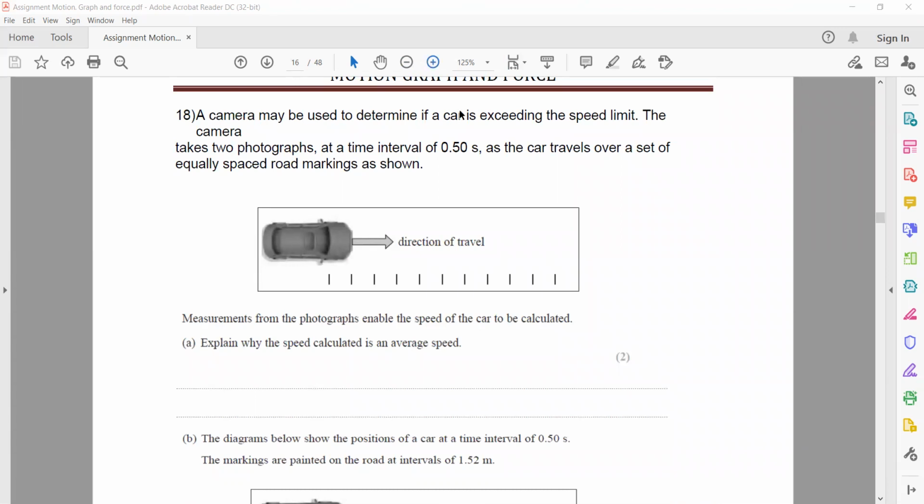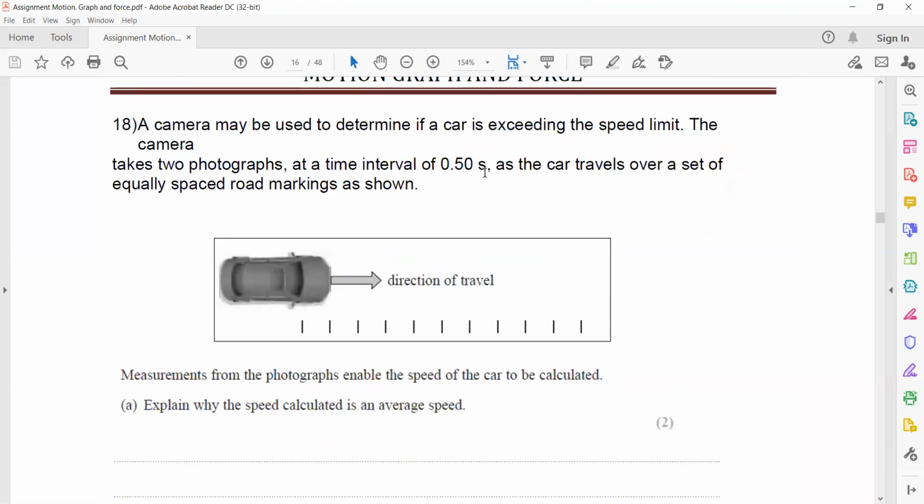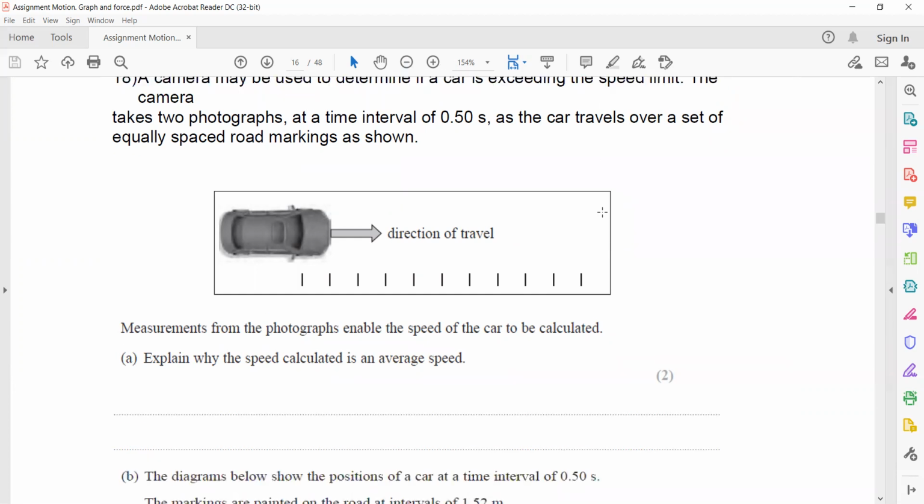And question 18, a camera may be used to determine if a car is exceeding the speed limit. The camera takes a photograph at a time interval of 0.5 seconds as a car travels over a set of equally spaced road markings. The measurement from the photograph enables the speed of the car to be calculated. Why is the speed calculated an average speed?